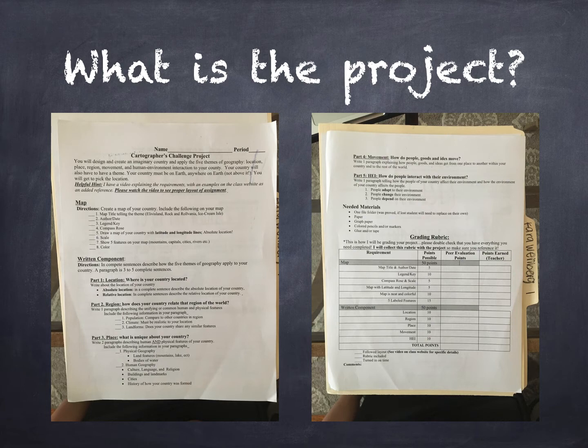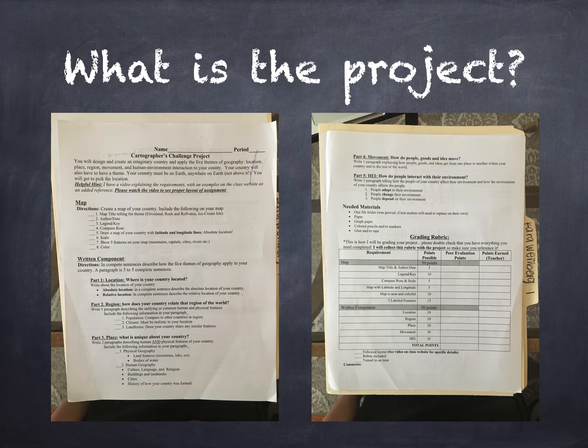So the first part of your project is the map itself. So what your country actually looks like, the different parts of it, the features of it. As you can see on your direction sheet, which hopefully you're looking at as you're watching this video and following along, you have 8 things that you have to have. You have to have the map title telling the theme, author, date, legend or key, and compass rose. You have to draw your map with latitude and longitude lines for the absolute location because that is part of this project. A scale, and you have to show 5 features on your map, and it needs to be colorful.